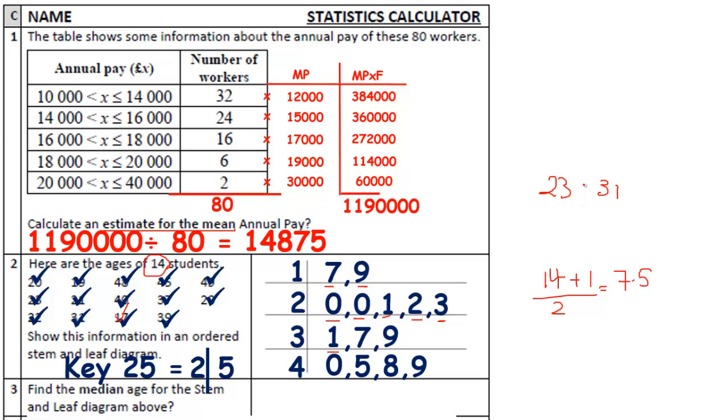Remember I showed you before how to work it out. Add them together. That's going to give me 54, divided by 2 is 27. So 27 is my median. Really make sure you're able to answer the tricky ones like this.